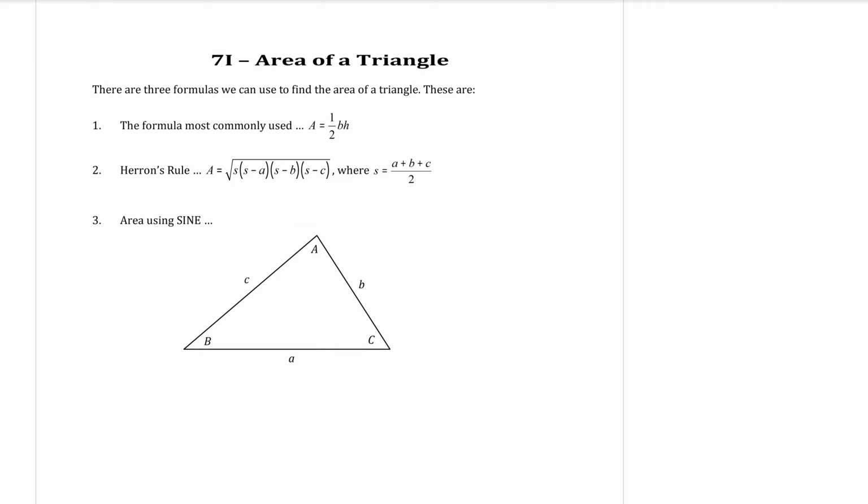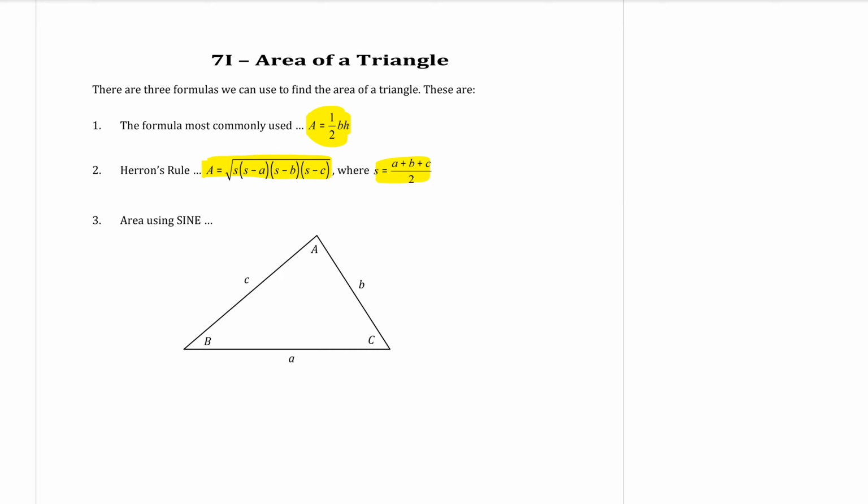Hello Year 10. Today we're going to be using trigonometry to find area of a triangle. So you're used to finding the area of a triangle with this formula here, A equals half BH. You may have even heard of Heron's formula, which is this big long one here. It's another way to find the area of a triangle. Don't worry, we're not going to be focusing on that formula in this exercise.